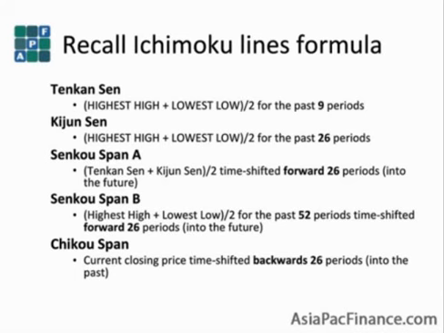Now, we will calculate the components that make up the Kumo. Senkou span A is the average of the Tenkan-sen and Kijun-sen previously calculated, and we will plot this value 26 periods into the future. Next, Senkou span B is the highest high and lowest low of the past 52 periods. We will plot this value 26 periods into the future. Last but not least, the Chikou span is the current closing price, plotted 26 periods back.